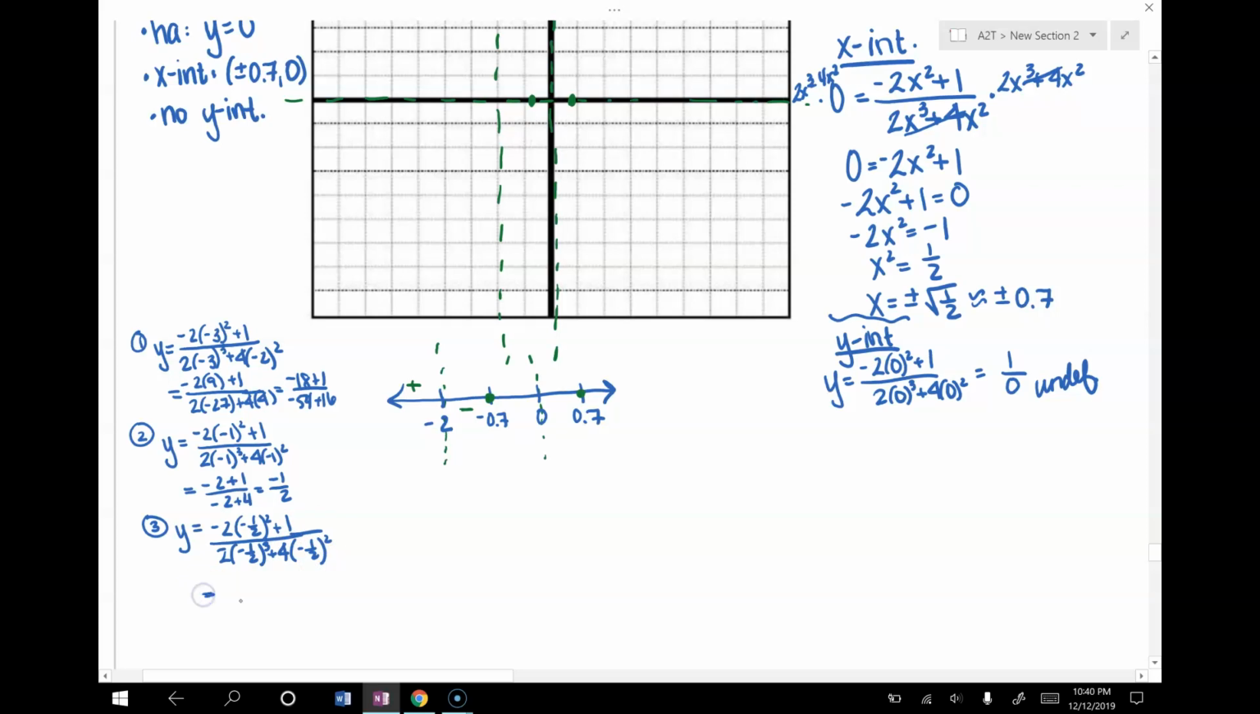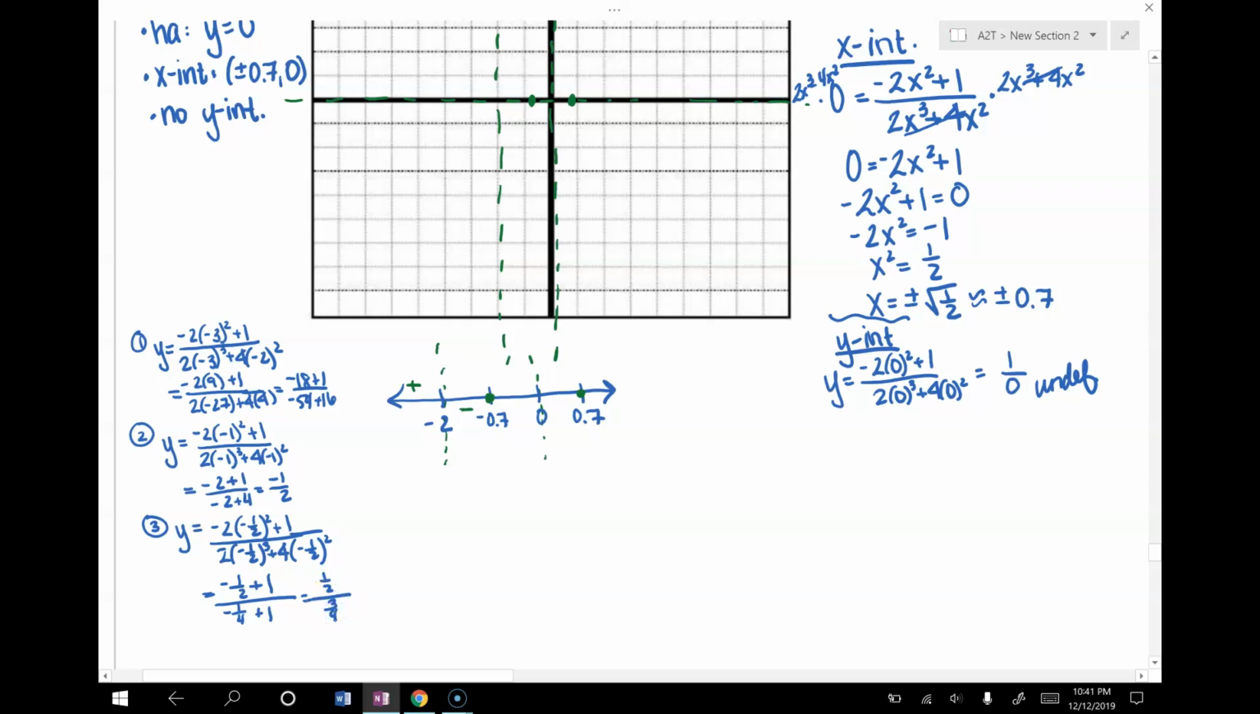All right, so then that leaves us with negative 2 times 1/4. So we have negative a half plus 1 all over 2 times negative 1/8. So we have negative 1/4, and then 4 times negative 1/2 squared. So that's 1/4 plus 1. All right, that leaves us with a half over 3/4.